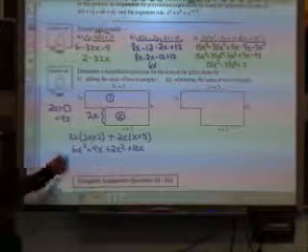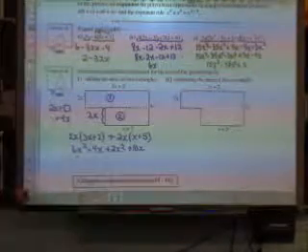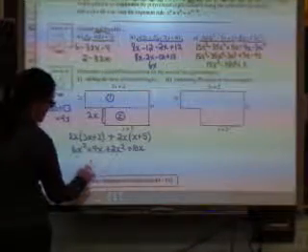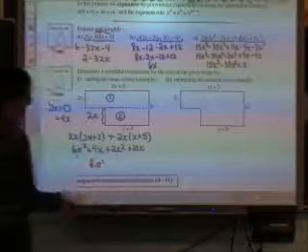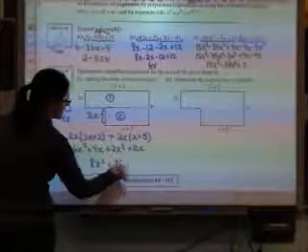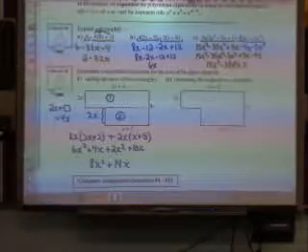Collect my like terms. With my x squareds, I have 6 and 2. So I have 8 of those x squareds. My x's, I have a 4 and a 10, which gives me 14.